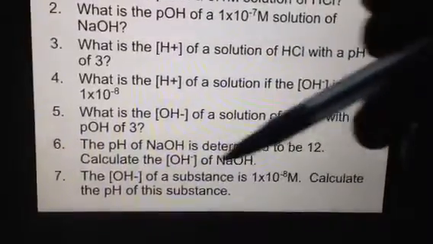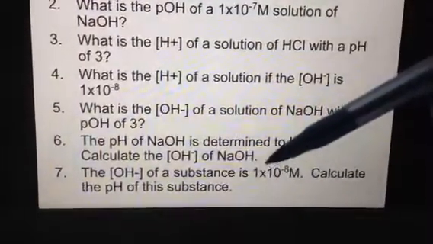Okay, and let's see what the concentration is really quick. I think let's go back on that problem. It's going to be redundant, right? Oh, the OH of this substance is 1 times 10 to the negative 8th. So that's what I'm going to plug in. 1 times 10 to the negative 8, right?